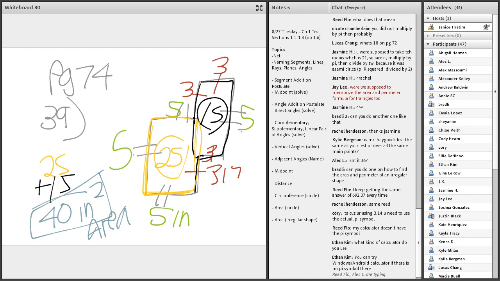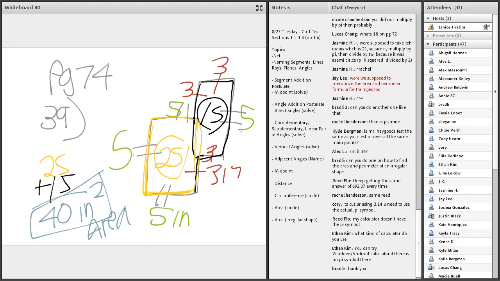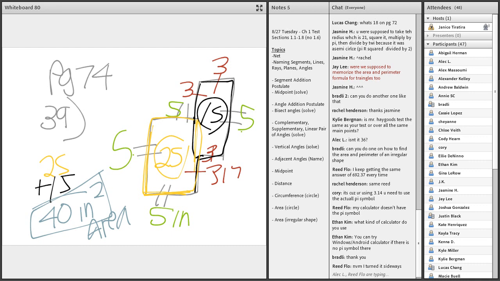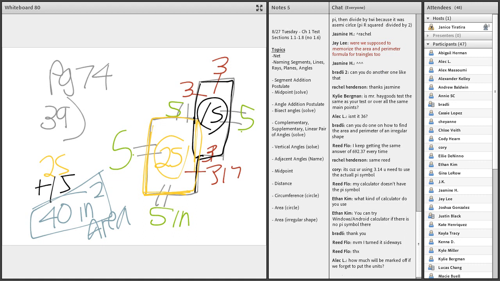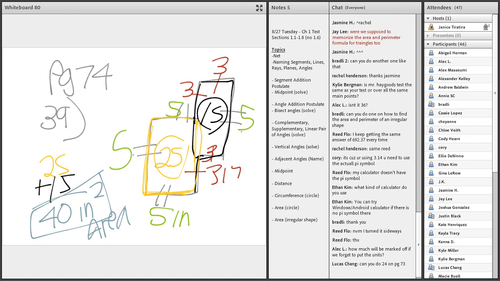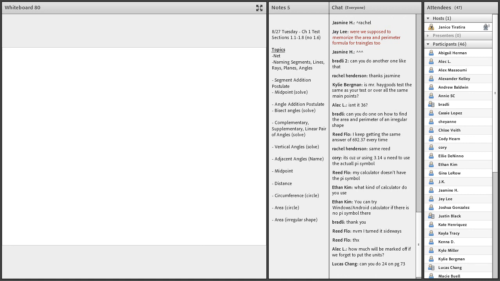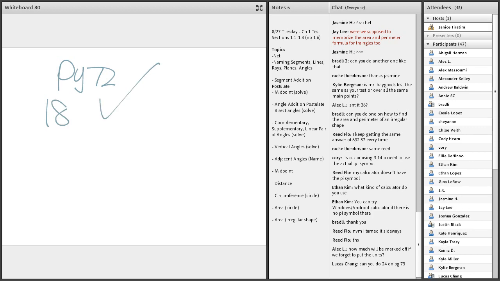Okay, let me see. We can replay this. Yep, sorry, I'm just kind of rereading everyone's. Let's see, how do you do? Okay. We did an irregular shape, Bradley. Page 72, number 18. Lucas, did I do that already? I don't remember. Oh, I just did that. Never mind. I'm rereading an old one. Okay, some of you are helping each other out.